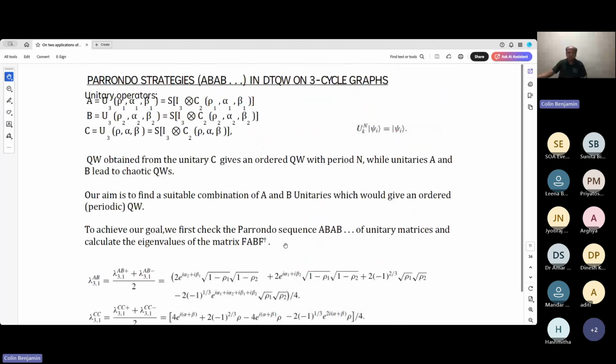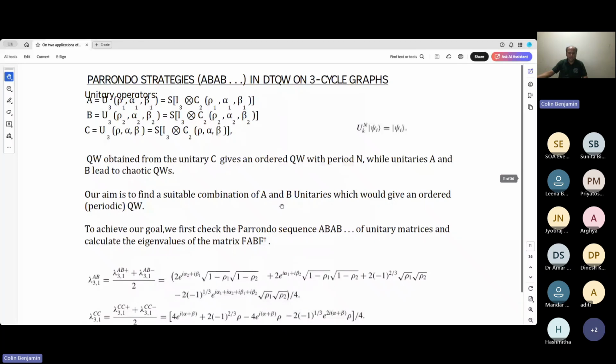So that is what we did. We started with some arbitrary coin operator, which is a unitary A, which is this rho 1 alpha 1 beta 1. We combine with a B operator from game B, which is with amplitude rho 2 and the phase alpha 2 beta 2, and the coin operator C, which is a combination of the coin A and B, which will generate for us the periodic quantum walk.